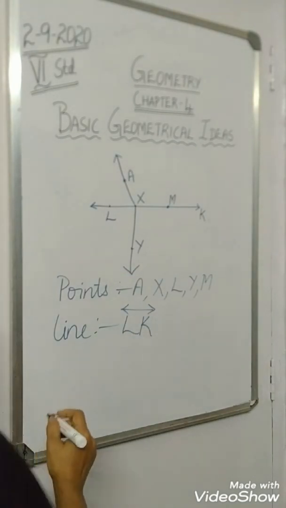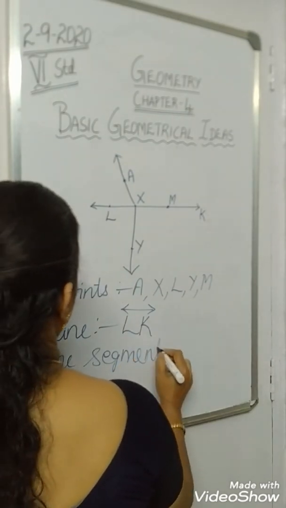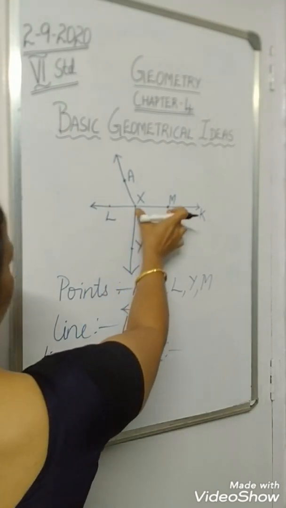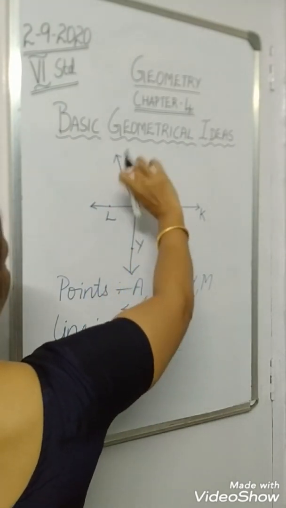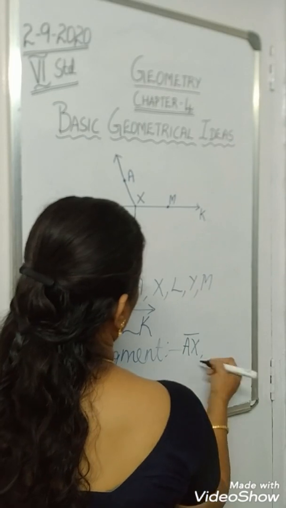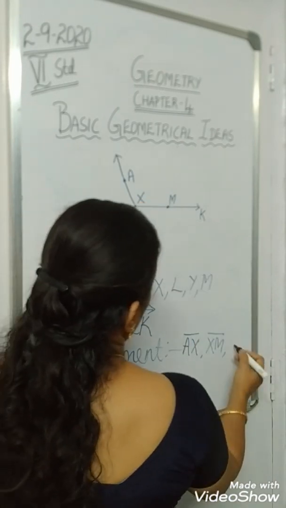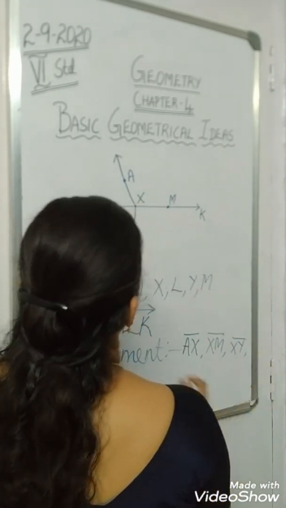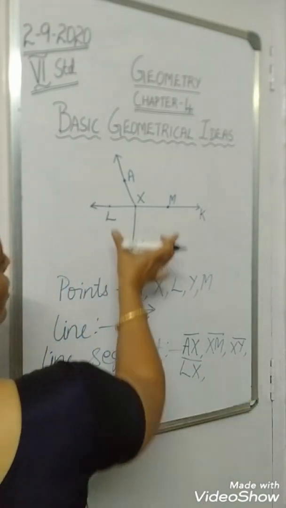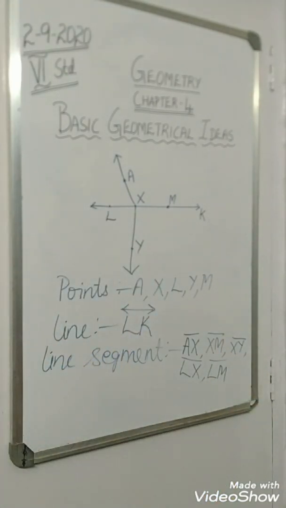Is it or not? Can you tell a line segment here? Which is the line segment here? You can take LX is a line segment, XM is a line segment, XY is a line segment, AX is also a line segment. Can you tell another one? LM is also a line segment. Is it or not, children?